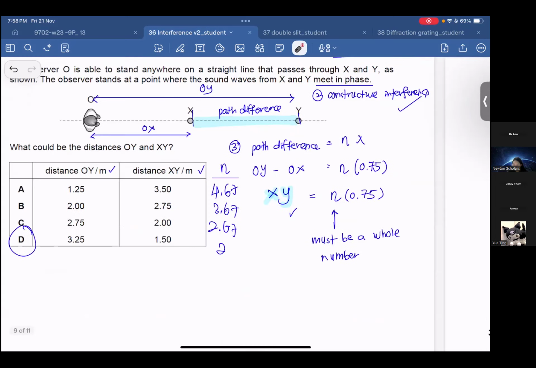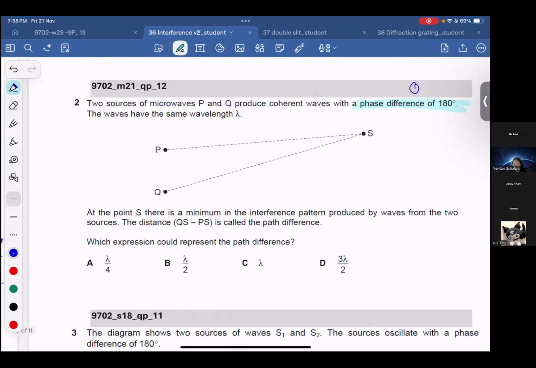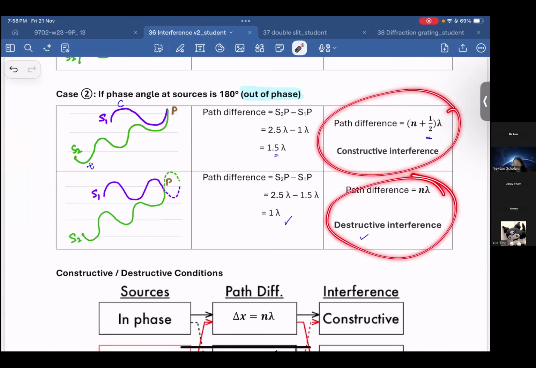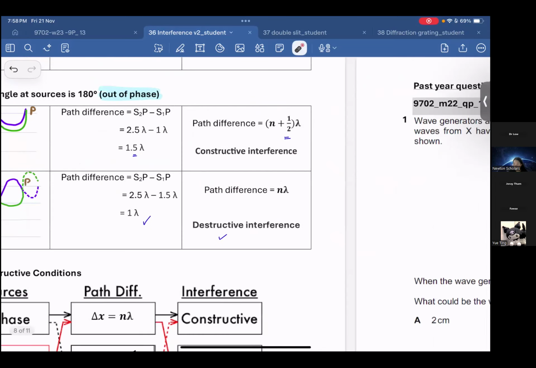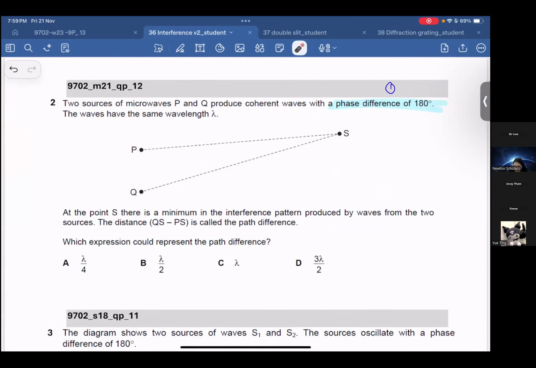Next, there is a phase difference of 180 degree. So at here, the first thing I know is that I need to use this part, I need to use this for either one formula. At the point S, that means they meet up. At the point S, there is a minimum interference. So ask yourself, what kind of interference do you get? Destructive.